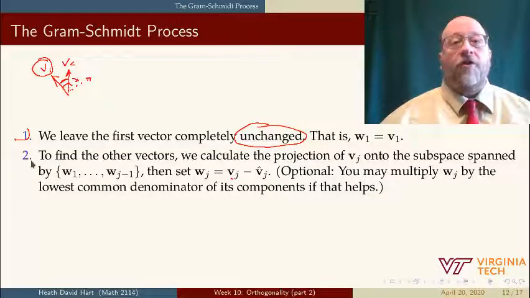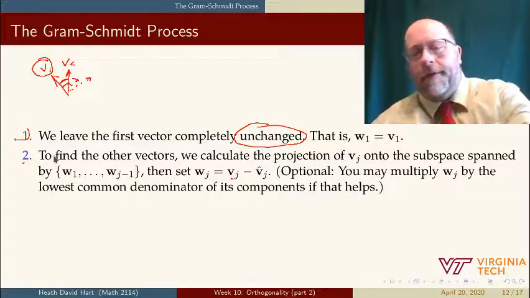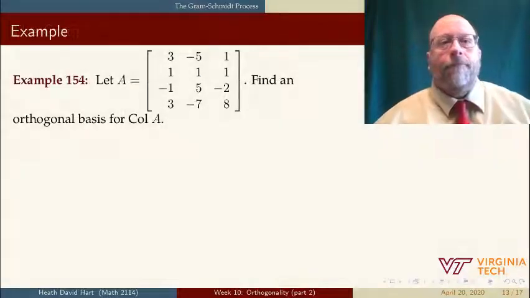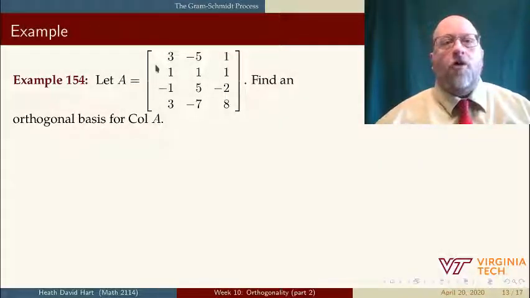Leave the first vector unchanged, project every vector after that onto the vectors that come before it. So this is an easy step, nothing to do. This is a hard step. Let's work through an example. I want to find an orthogonal basis for the column space of A. So the column space of A is the span of these three columns.